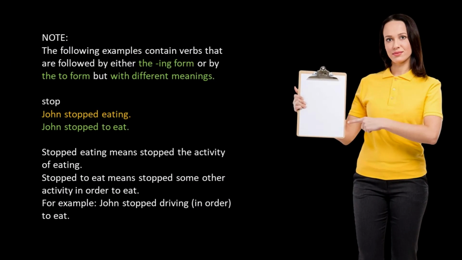The following examples contain verbs that are followed by either the -ing form or the to form, but with different meanings. Example: stop. John stopped eating. John stopped to eat. Stopped eating means stopped the activity of eating. Stopped to eat means stopped some other activity in order to eat. In this case, John stopped driving in order to eat.